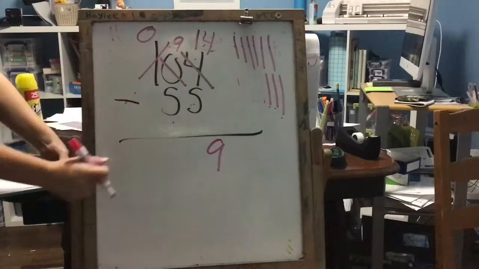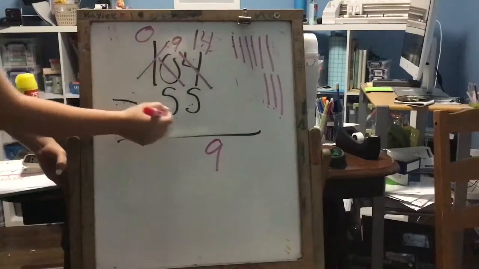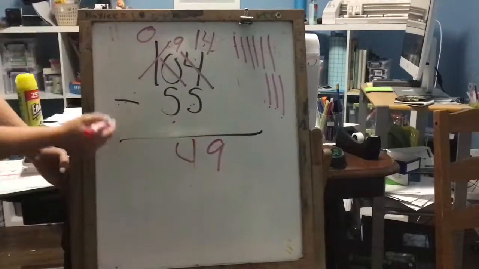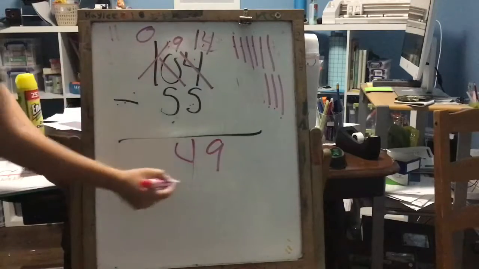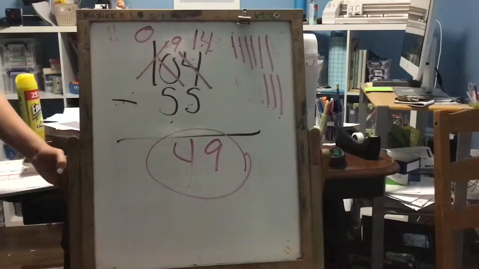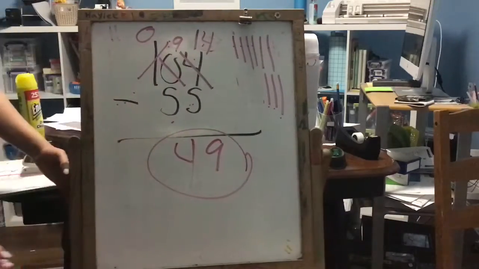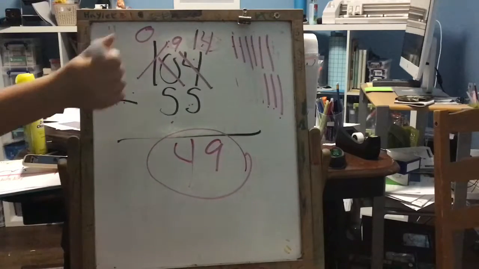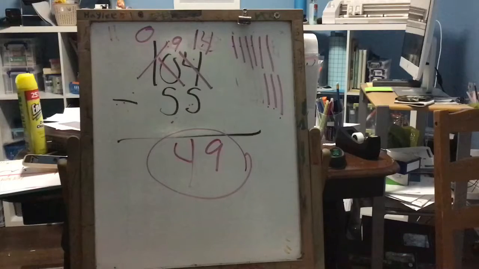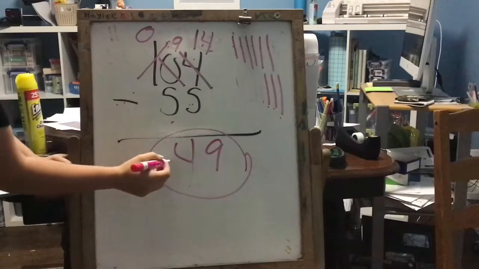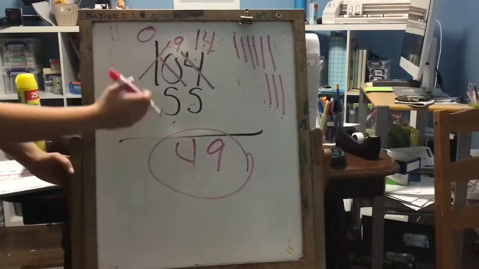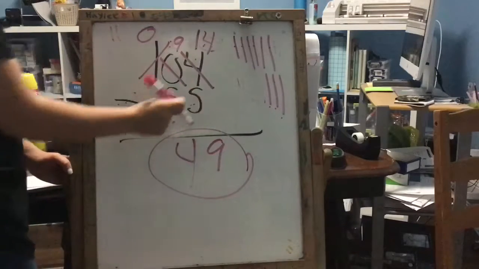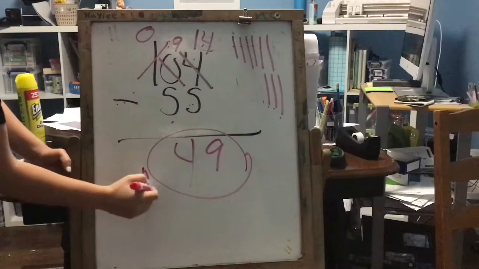So we already finished that. So 9 minus 5 is, very good, 4. So we have nothing left here, so this is our answer. 49 is how many apples we have left. So if I'm using my mathematical vocab, this would be my answer to the difference of 104 minus 55. So this is the difference.